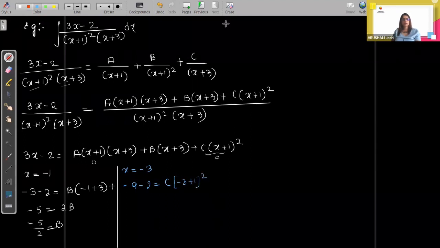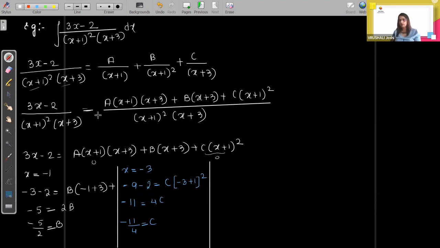तो ये कितना आएगा, दिस विल बी -11 इज इक्वल टू, this is going to be -2 का स्क्वायर will be 4, correct, 4c. So -11/4 is equal to value of c. I hope everybody is getting this, correct. So now we have to find out the value of a.